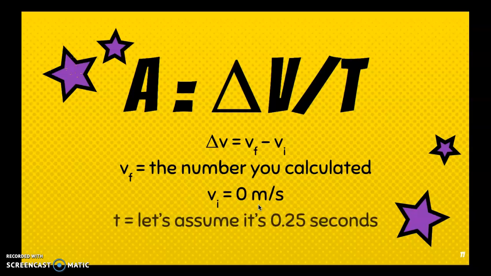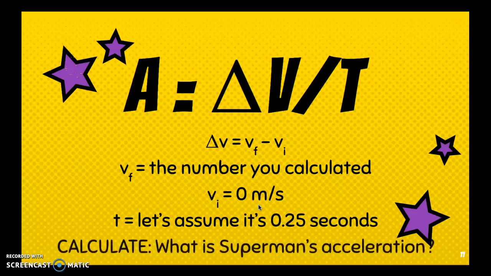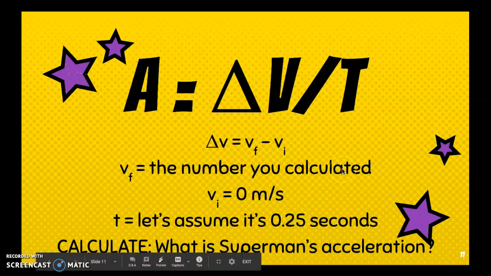For T, we're just going to assume that it takes him a quarter of a second, 0.25 seconds, to straighten his knees up, swing his arms, and leap into the sky. So here's what you're going to calculate now. What is Superman's acceleration? It's delta V, or V sub F minus V sub I, divided by 0.25 seconds, divided by T. That's it.